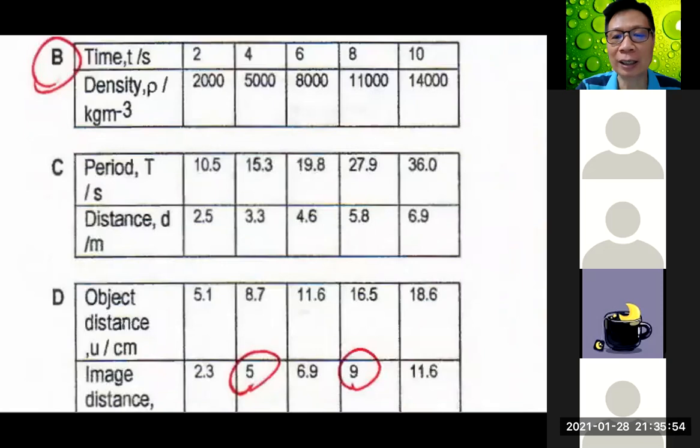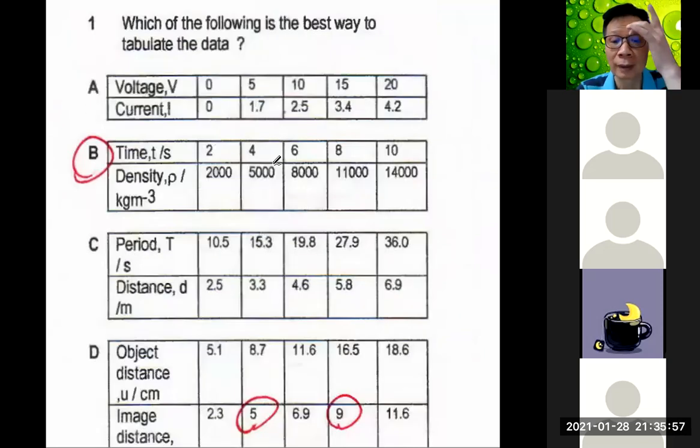Why is the answer B there? Now you see. Okay, we go one by one. A, where is the mistake? Here, no unit. Only got symbol, no unit. Wrong. Here, got decimal. This one, no decimal, also wrong. So this one is wrong. Two mistakes already. B, got symbol, got unit. Okay, that's fine. And no decimal or no decimal. So this one is correct.